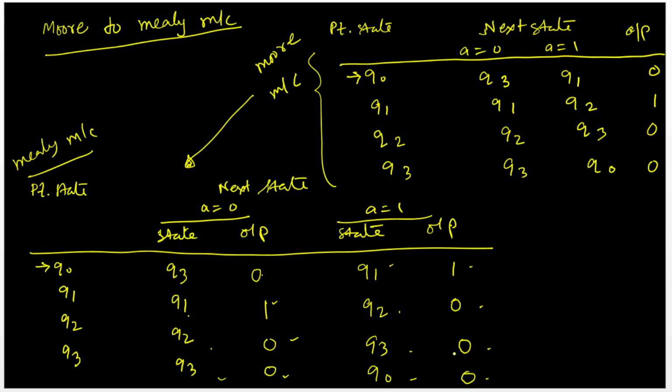Now we can reduce the number of states in any model by considering the states with identical transitions. That is, if two states have identical transitions, then we can delete one of them.